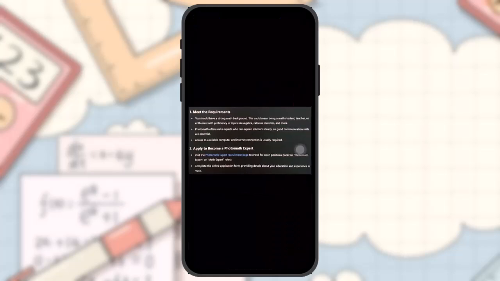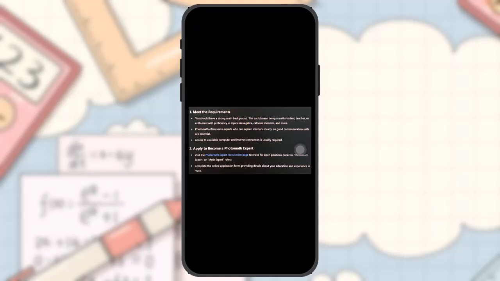Number 1. Meet the requirements. You should have a strong math background. This could mean being a math student, teacher, or enthusiast with proficiency in topics like algebra, calculus, statistics, and more. PhotoMath often seeks experts who can explain solutions clearly, so good communication skills are essential. Access to a reliable computer and internet connection is usually required.